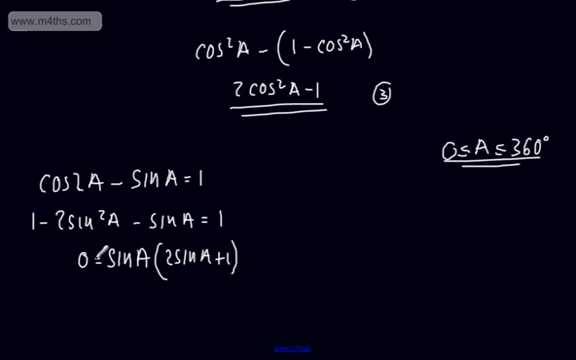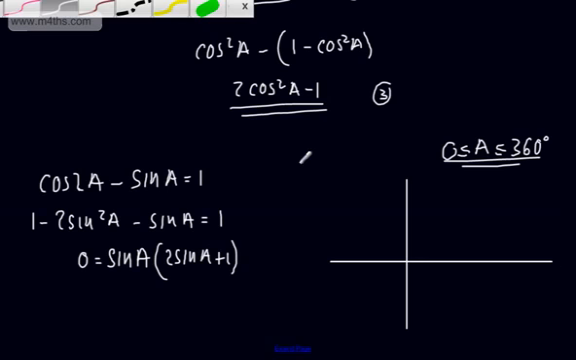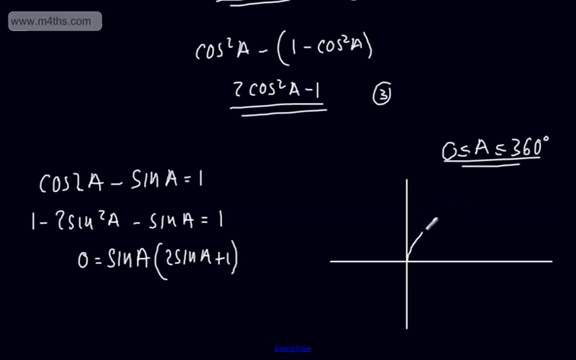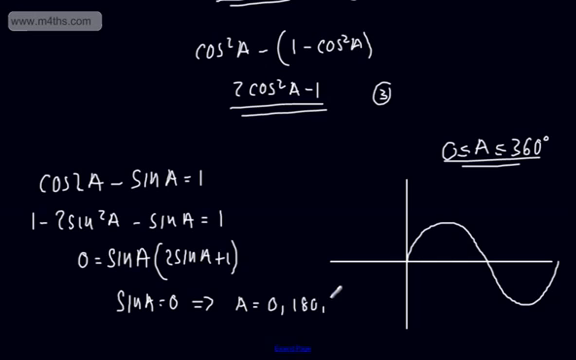So we can see that sine A would be equal to 0, which is nice and straightforward to solve, and then 2 sine A plus 1 is equal to 0. So let's just find the solutions of those. I said we're interested in A between 0 and 360. So let's draw the sine curve. The sine curve comes round to a maximum, down to a minimum, and then back to 360. So if sine A is equal to 0, therefore A will be equal to 0, 180, and 360 degrees.